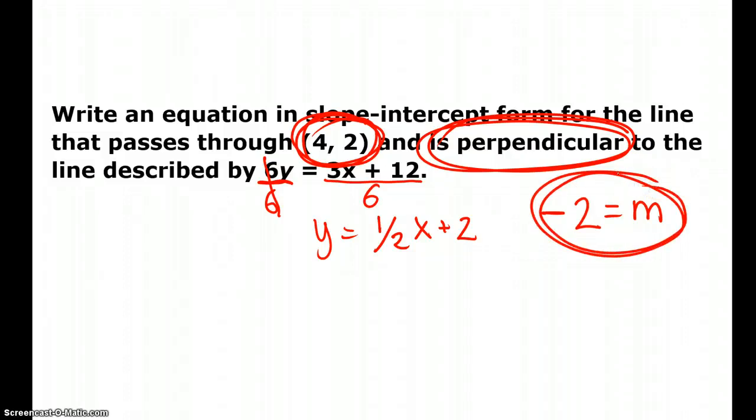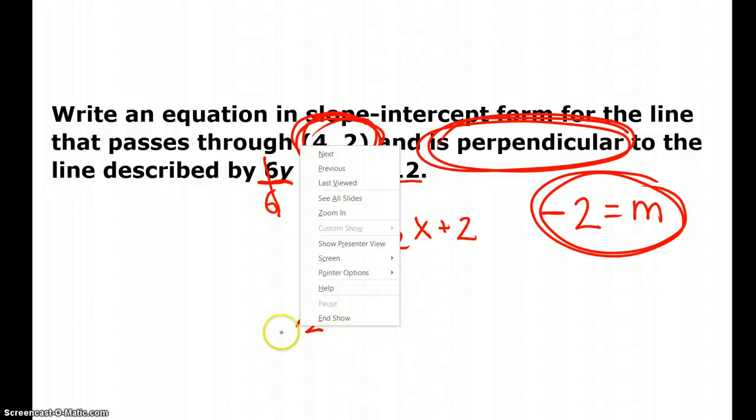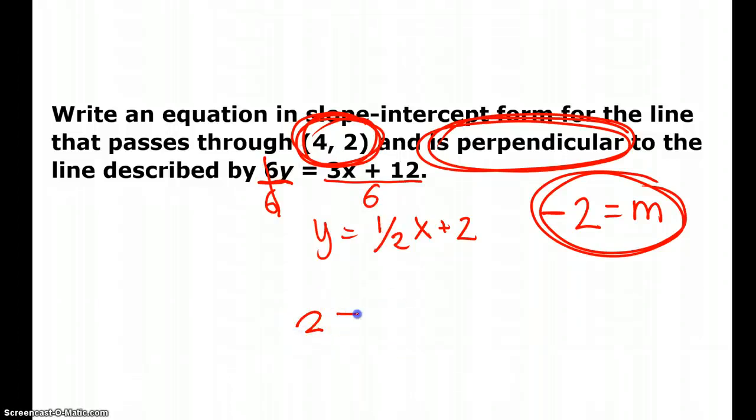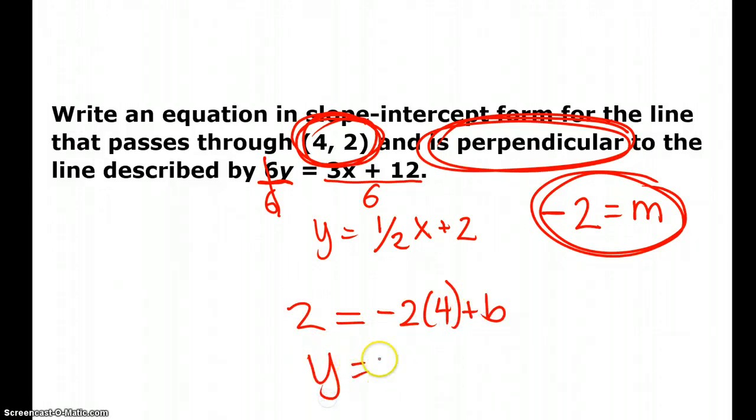Why don't you pause this and try it by whichever method you like. And I'll put the answer on here in just 1 second. The answer will be... So y equals negative 2x plus 10 is going to be your answer.